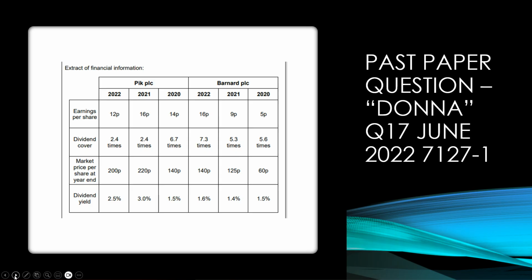That's gone up to 3% in 2021, 2.5% in 2022. Now, all of those figures are higher than Barnard's. Barnard's has gone from 1.5 to 1.4 to 1.6, so pretty low. Now, remember that dividend yield is going to give you an indicator of the amount of income you're likely to receive. So quite an important indicator for Donna because that's what she's after from her investment.